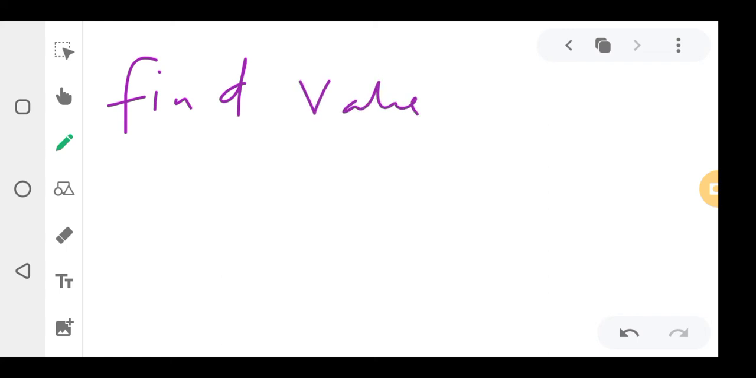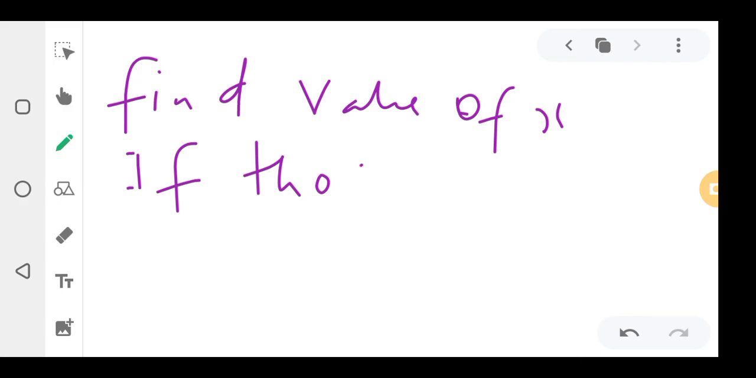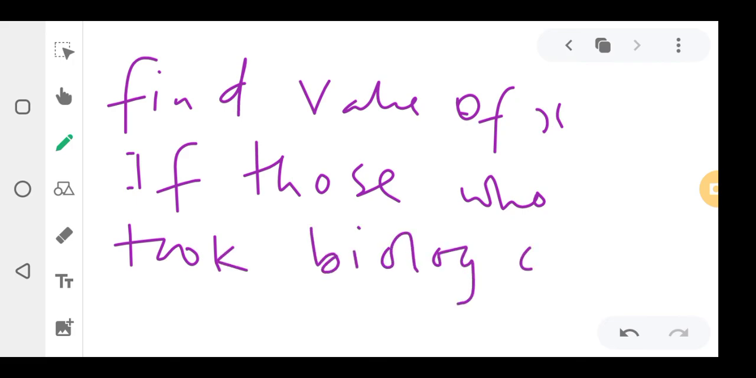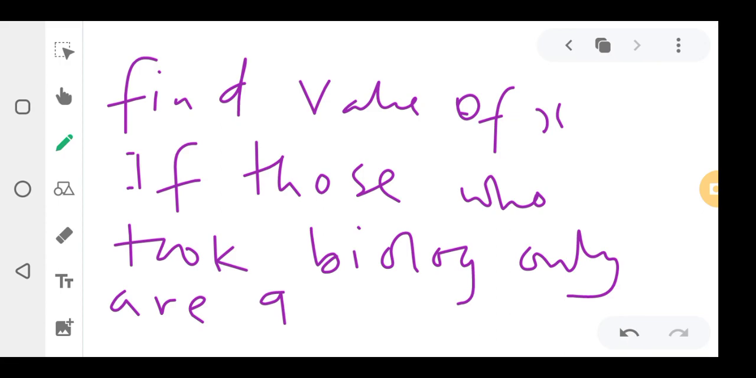value of x, if those who took biology only are 9. Have you seen what I'm saying? This one is different. It's not those who took biology. If they didn't put only, you remember what I said concerning only. If they said only, you only pick part of the circle.